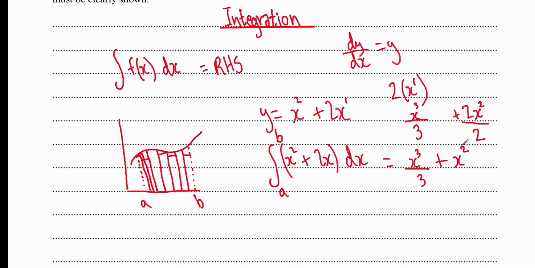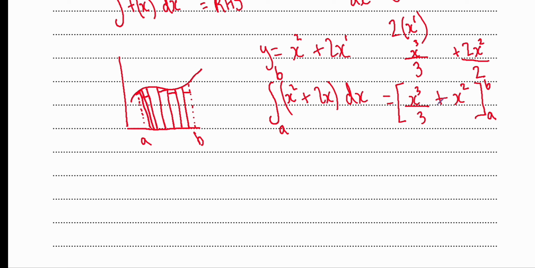So that's the integral, and this is between a and b. So what we do is we make big square brackets, and then we put b on top here and a on the bottom here. That just means that whatever the number for b is, so let's say b was 5, and a was 3, then we would put the number 5 into this first, so we would have 5 cubed over 3 plus 5 squared. And then you would subtract whatever is in here when you put a back into it.